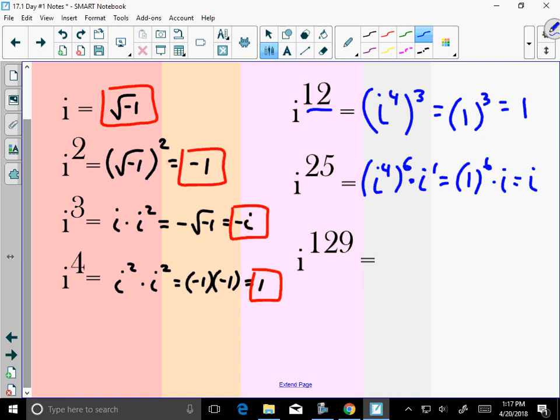Okay, how about i to the 129th? Okay, all right. Deal with it for a second, all right? 4 goes into 129 32 times. So i to the 4th goes into it 32 times.